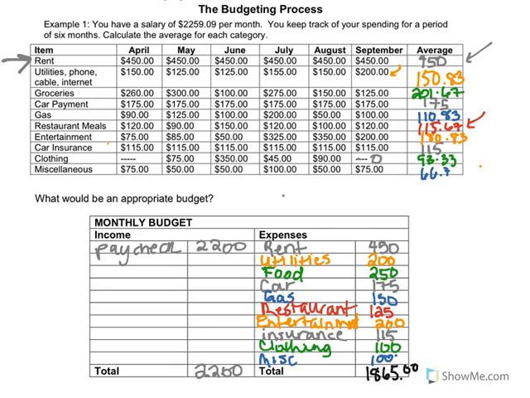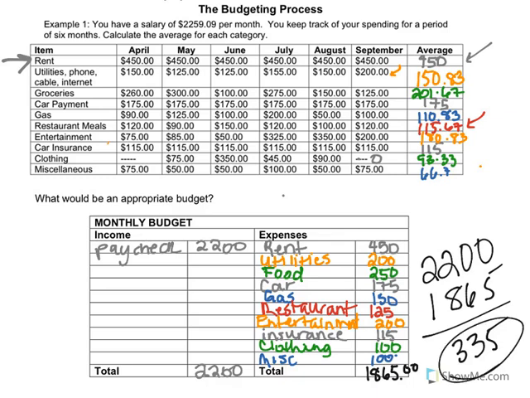It's less than our income, which means we can put some money into savings. We overestimated everything, which means we can feel safe with our budget. Let's see how much could go into savings. Anything extra should always go into some sort of savings account. So we have $2,200 subtract $1,865, and you could be putting $335 away for savings or emergencies, which sounds awesome.